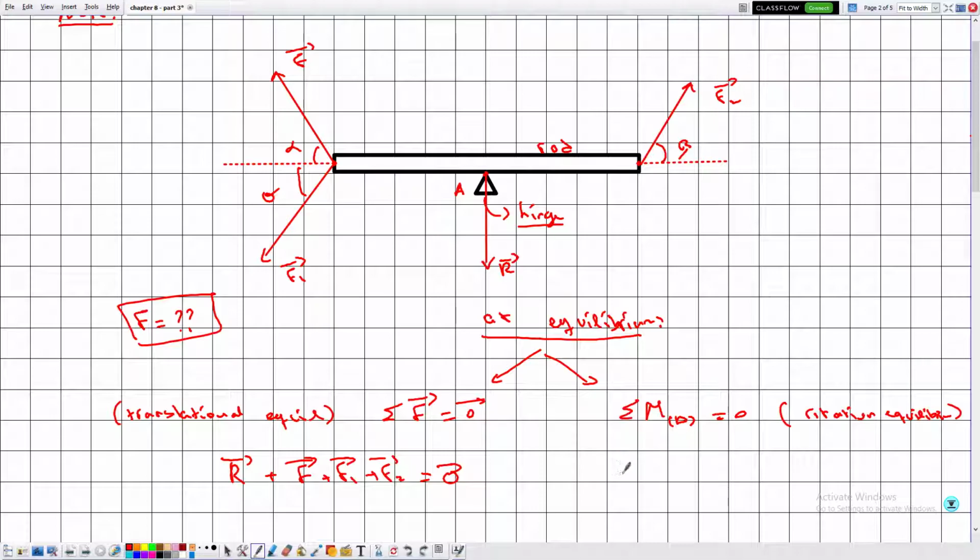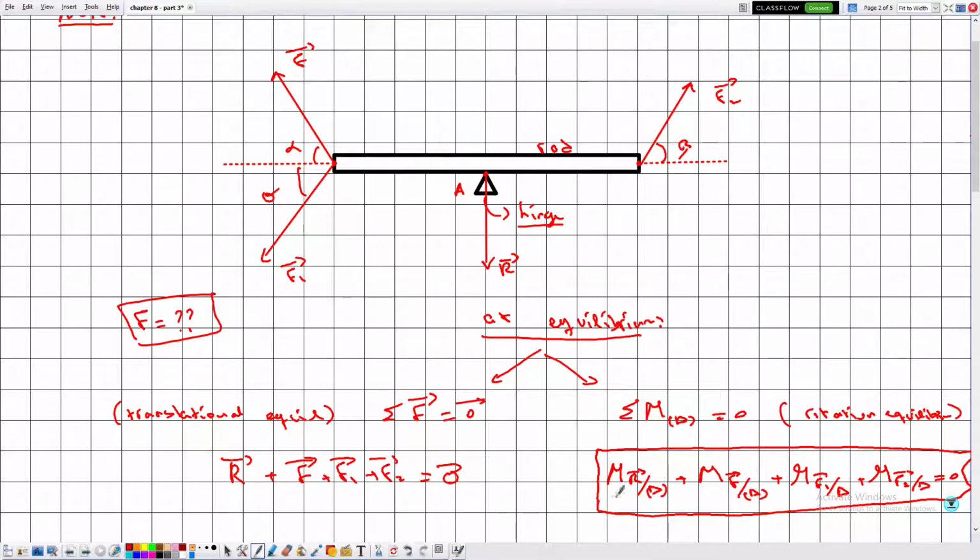So true, in this case we need the sum of moments, given by the moment of R over delta plus the moment of F over delta plus the moment of F1 over delta plus the moment of F2 over delta. So this is the correct equation for the moment, and it doesn't mean that what we have done previously is wrong. Let me explain why.